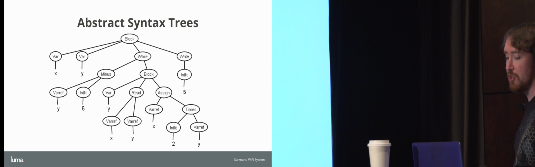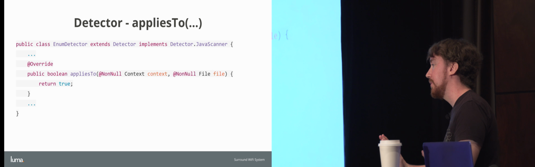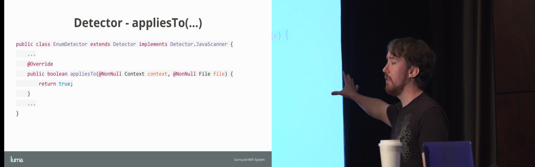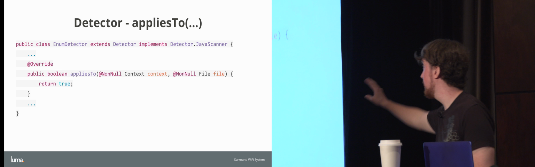Based on our context and on our file that we're given, we could determine in this method either true or false if this file matters for what we're looking for. In our case, we're looking for all enums. So we're scouring through, and we want any Java files because we've got to check if there's an enum inside of it. But if we knew more information, we could be more specific here.